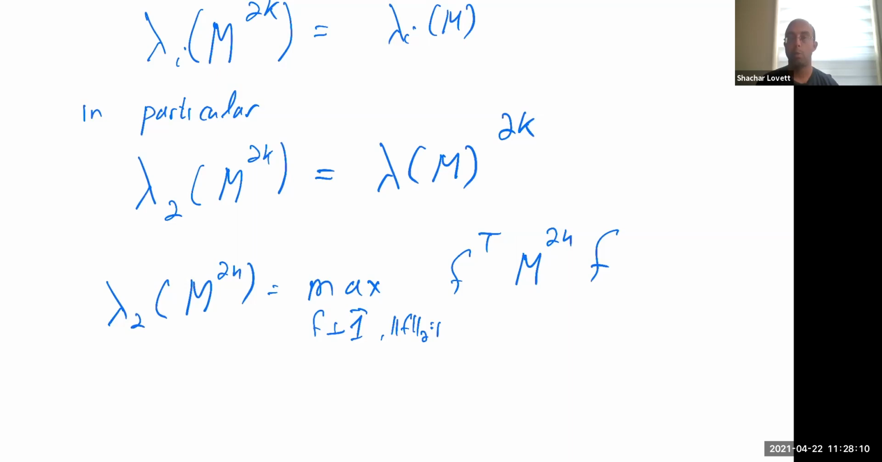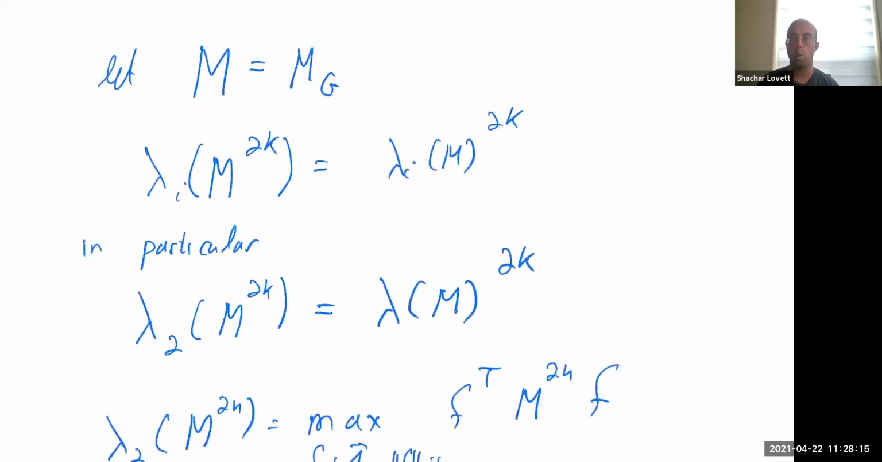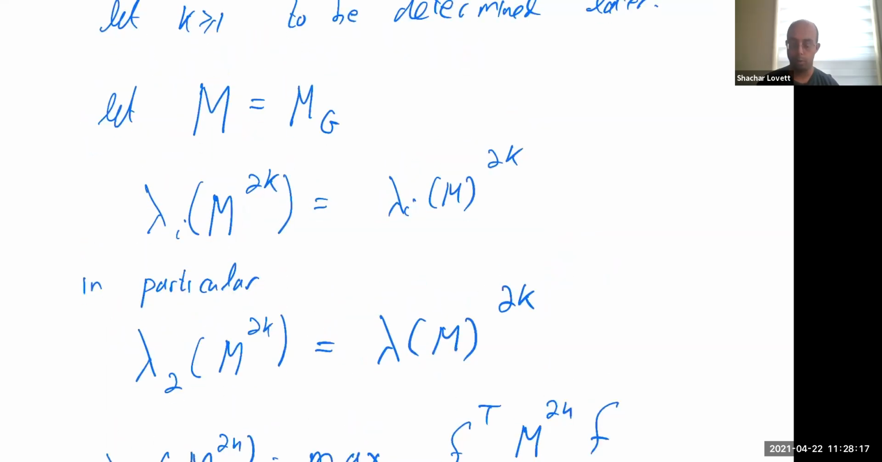Now, before I do that, I just want to point out one thing: why do we look at M to the power 2K, and what's the relation to walks? So what is this matrix M to the 2K?